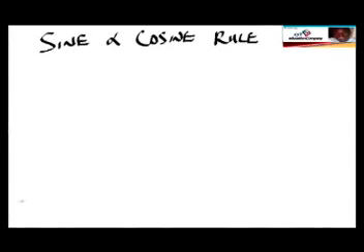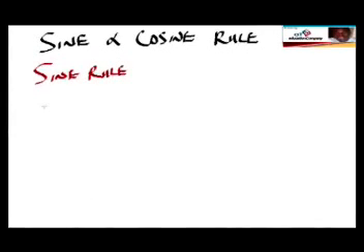The next phase we'll be looking at is the sine and cosine rule. These two rules are actually used to solve problems that involve non-right angle triangles. And we'll begin with the sine rule here. Sine rule, or what you call the sine formula.